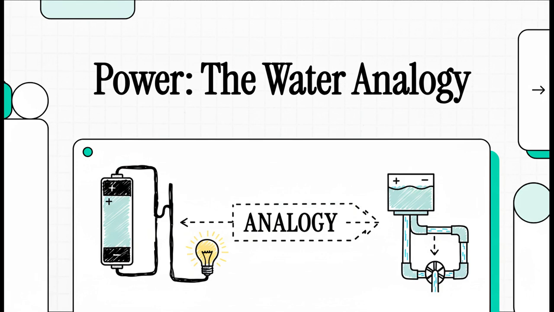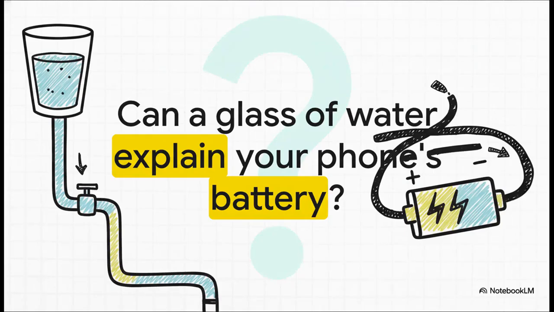We're going to break down complex DC power systems using a super simple analogy, something you already get: water flowing through a pipe. I know, right? A glass of water explaining your phone's battery? It sounds a little out there, but trust me on this one. By the end of this, you're going to see exactly how the physics of a simple water pipe can totally demystify something as complex as a battery system.